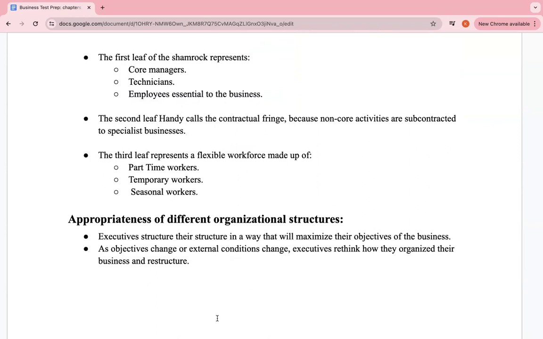Appropriateness of different organizational structures. Executives structure the business in a way that will maximize the objectives of the business, which will make sure that the mission and vision statement are on point and the image of the business is great. So always remember, guys, you have to link this to the keywords of the actual business itself. As objectives change or external conditions change, executives rethink how they organize their business and restructure.